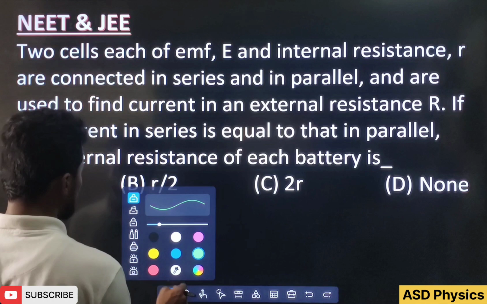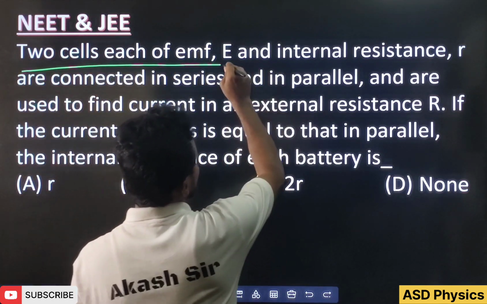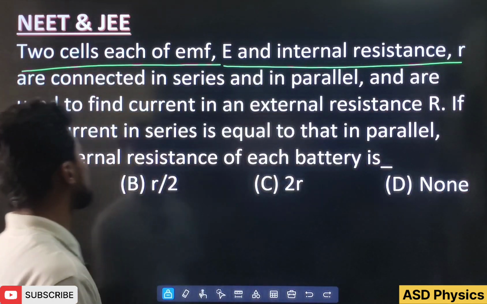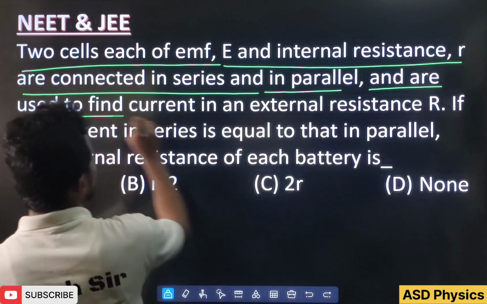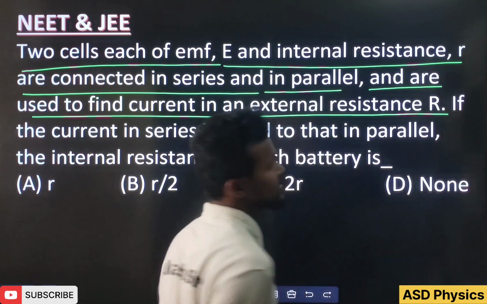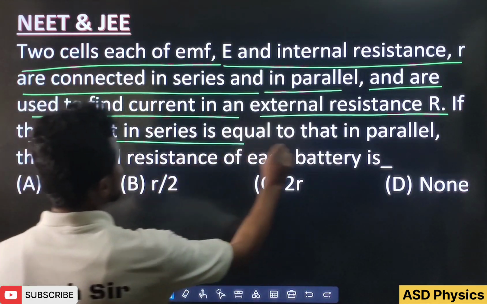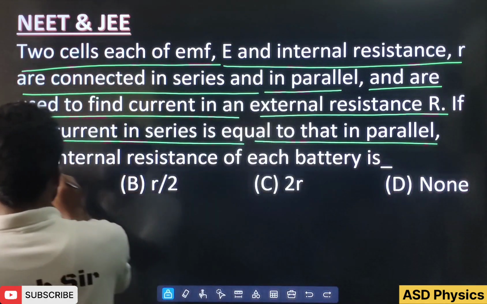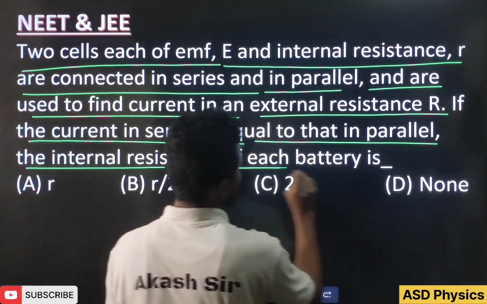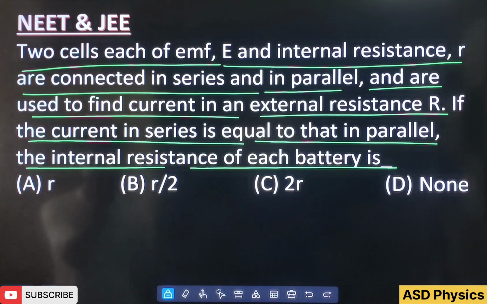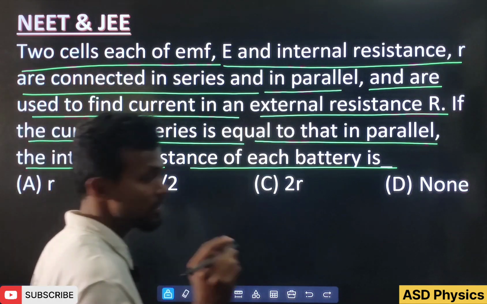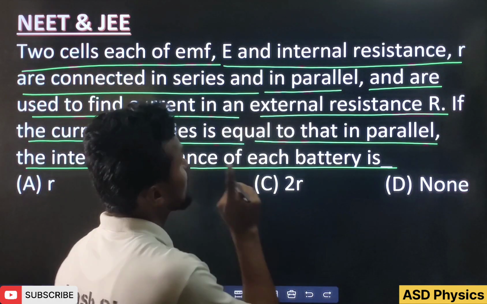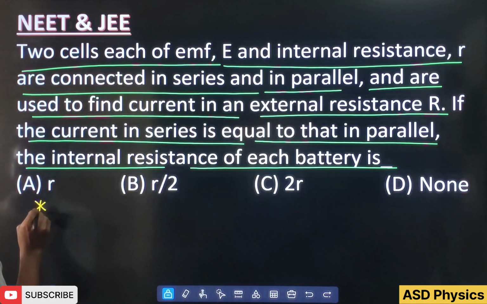Now students will see this question. This is also a very good question. Two cells each of EMF E and internal resistance small r are connected in series and in parallel and are used to find current in an external resistance capital R. If the current in series is equal to that in parallel, the internal resistance of each battery is that, they are asking. Okay, so students kindly remember that here. So first we can write here the two cells are there. So see here please. For series.